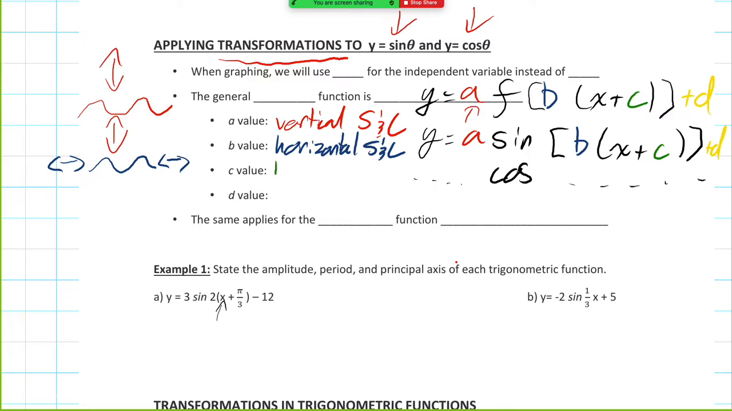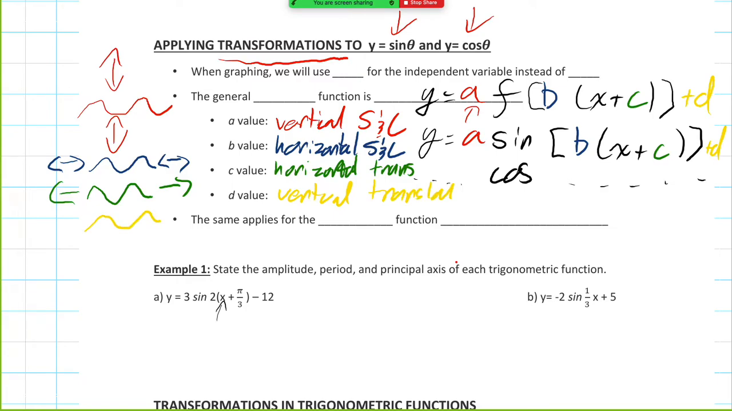The c value is again horizontal. These ones have to do with horizontal transformations, and what that means is moving the entire function to the left or to the right. So not actually manipulating how it looks, but moving the whole thing left and right. And then finally, d has to do with vertical translations. It's the same idea: you take the periodic function, but you just move it up or down.